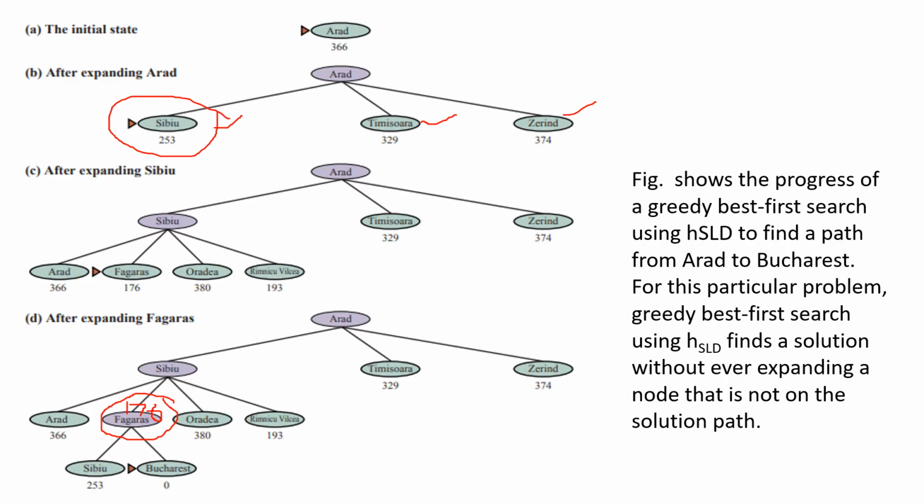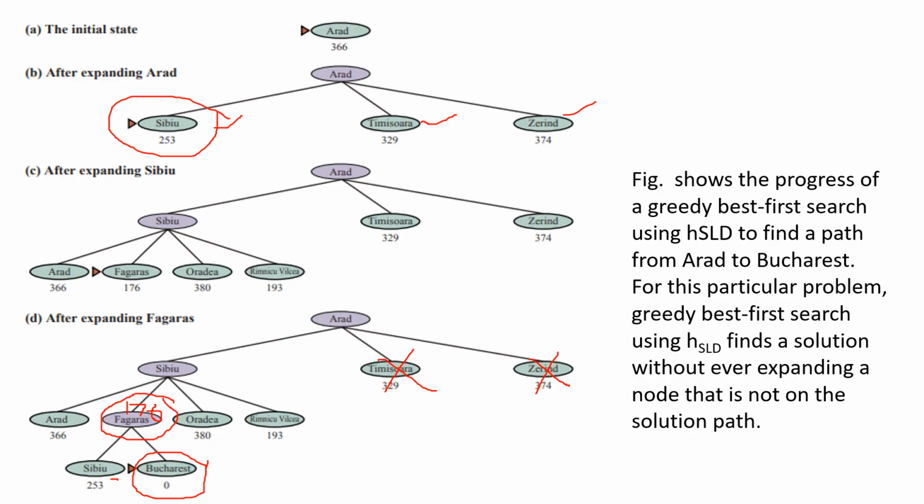So that means here we are not expanding these nodes, because the lowest h of n is selected and we will expand the further nodes. So greedy best first search always follows the node closest to the goal. Then next, Fagaras. Fagaras has two neighbors, Sibiu and Bucharest. Sibiu to Bucharest is 253 and Bucharest to Bucharest is 0. So it will be selected. So we got the path.